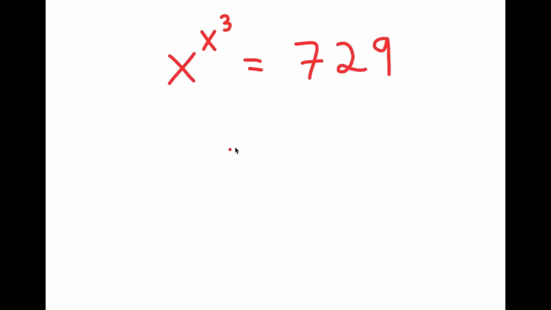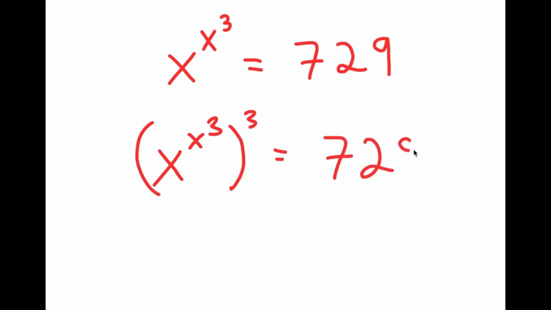Alright, so in this video, I'm going to be solving the equation x to the power of x to the power of 3 is equal to 729. So, to solve this, what I'm first going to do is take the power of 3 on both sides. So I get x to the power of x to the power of 3 to the power of 3 is equal to 729 to the power of 3.